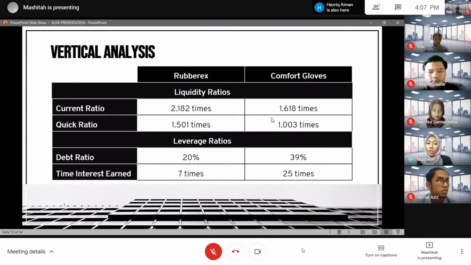For the leverage ratio, we have debt ratio and time interest earned. However, the leverage ratio shows that Comfort Glove's ratios are higher than Rubberex, 39% and 25 times respectively. This is because of the increase in production and sales during 2019 at Comfort Glove, which required higher utilization of short-term financing facilities.